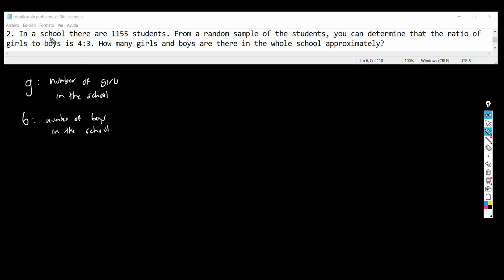Okay, so this is what G means and this is what B means. And basically, how can I translate this first statement? In a school there are this many students. Well, I can write this equation: the number of girls plus the number of boys in the whole school will be equal to 1,155. Okay, this is my equation 1, and I keep it here because maybe I'm going to need to use it.